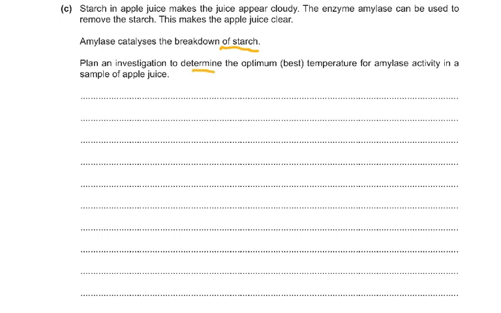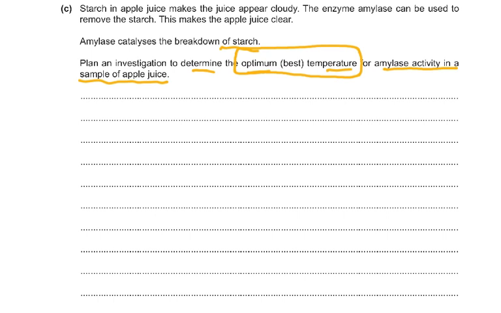Plan an investigation to determine the optimum temperature for amylase activity in a sample of apple juice. So how would you plan to find out the optimum temperature for amylase activity? If we're going to be investigating temperature, this becomes the independent variable. So we're going to change the temperature. We're going to use different temperatures and study how much. So the independent variable is the temperature. You should at least specify 3 temperatures.